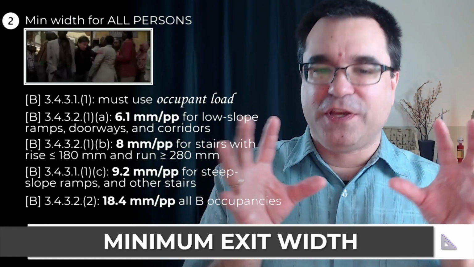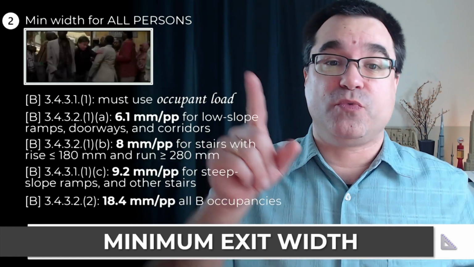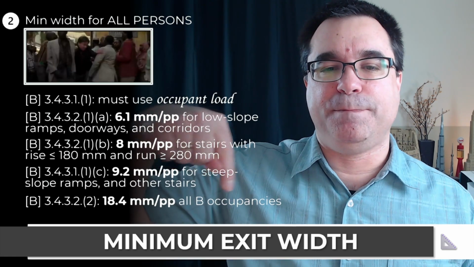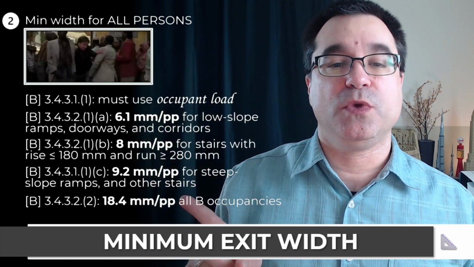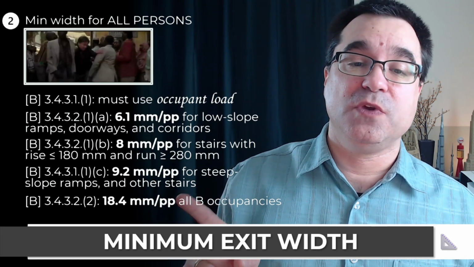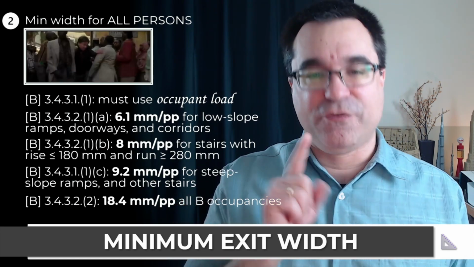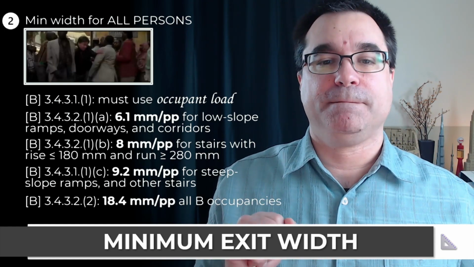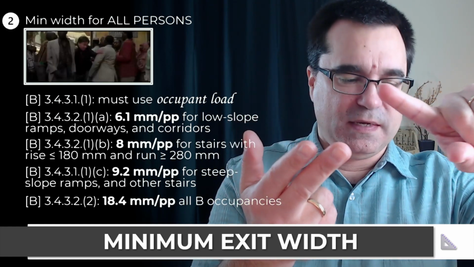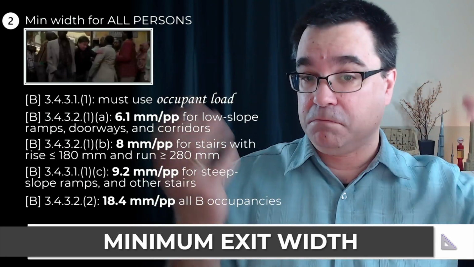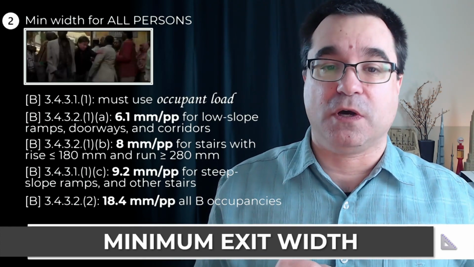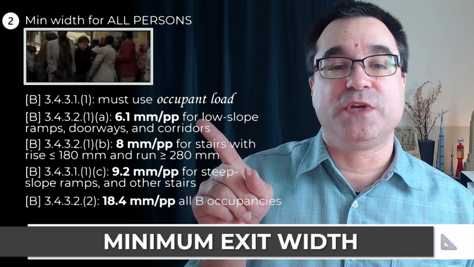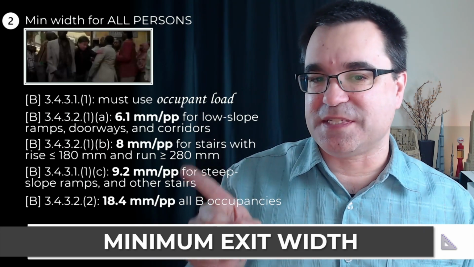Now, to figure out how to use these values related to all the people and the occupant load, as soon as we find out that this is a B major occupancy, immediately we go to sentence 3.4.3.22, which tells us that every person gets 18.4 millimeters. Full stop. Okay, whether it's a door, ramp, corridor, stair, 18.4 millimeters for B major occupancies. If it's not a B major occupancy, then instead we have to start looking at the specifics of what it is that we're looking for.